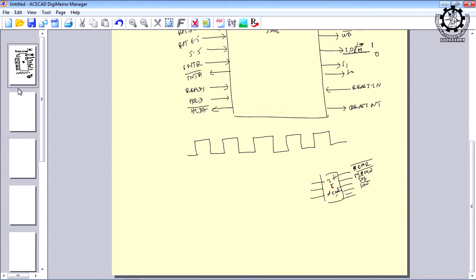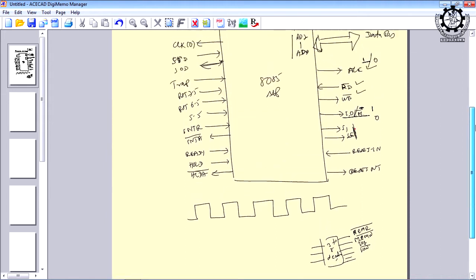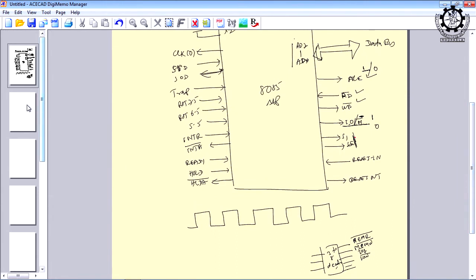Most often we use the decoder for decoding the signals, right. Similarly, S0 and S1 are the status signals. These are used to monitor the status of the flags and the status of the different components of the microprocessor 8085. Because what is happening inside the microprocessor, how the processing is going on, we cannot know. The only thing is that we have to check the signal. But how to check the signal?